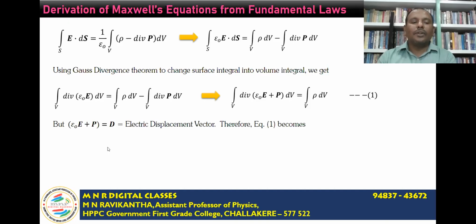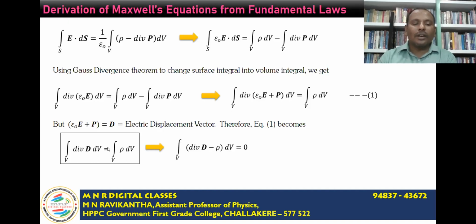But we know that epsilon naught E plus P gives us D, that is the electric displacement vector. Therefore, the equation 1 becomes volume integral of divergence of D into dV is equal to volume integral of rho into dV. Or taking this to left side, volume integral of divergence of D minus rho into dV is equal to 0.